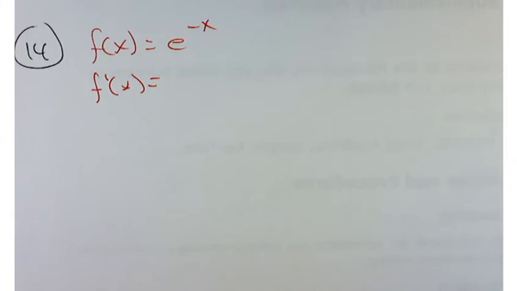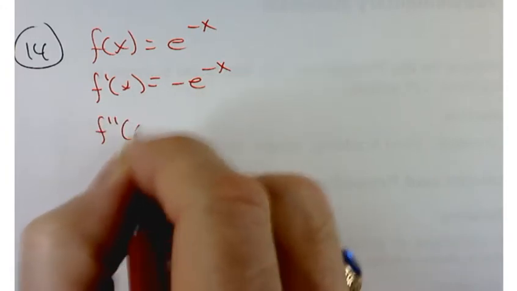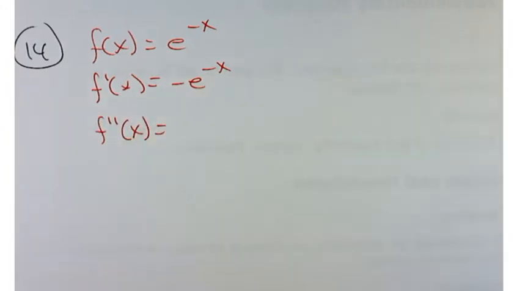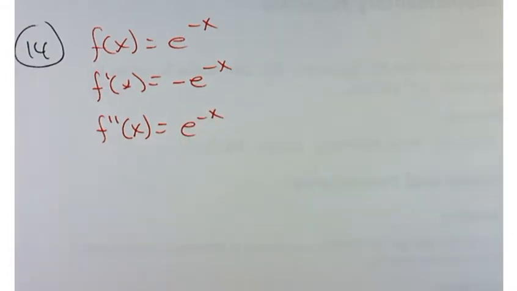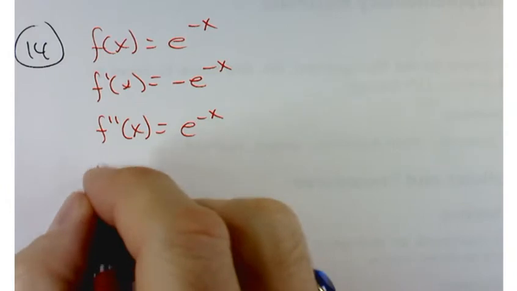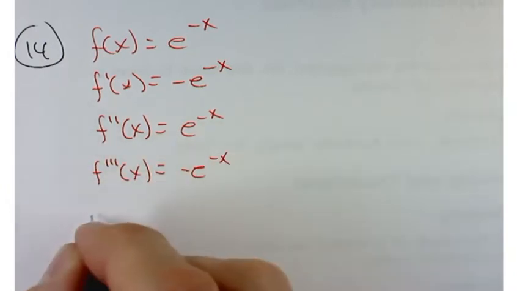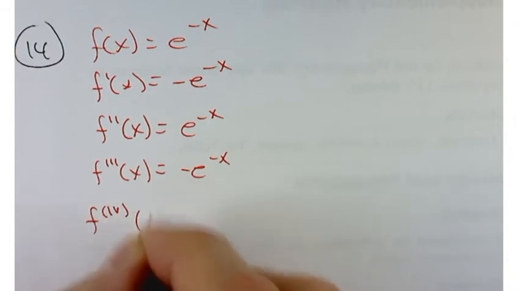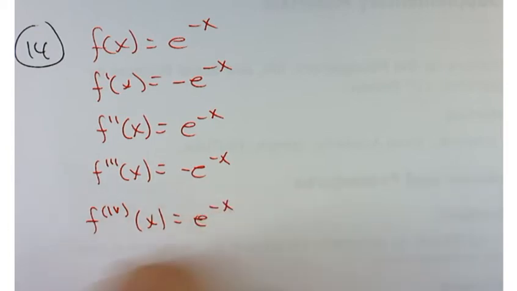So what's f prime of x going to equal? Good. Negative e to the negative x. And f double prime of x, e to the negative x. So hopefully you can see that this is kind of like the nice warm-up one, right? The derivatives here, successive derivatives, aren't that bad. F triple prime of x, it's just going to bounce back and forth between e to the negative x and negative e to the negative x.